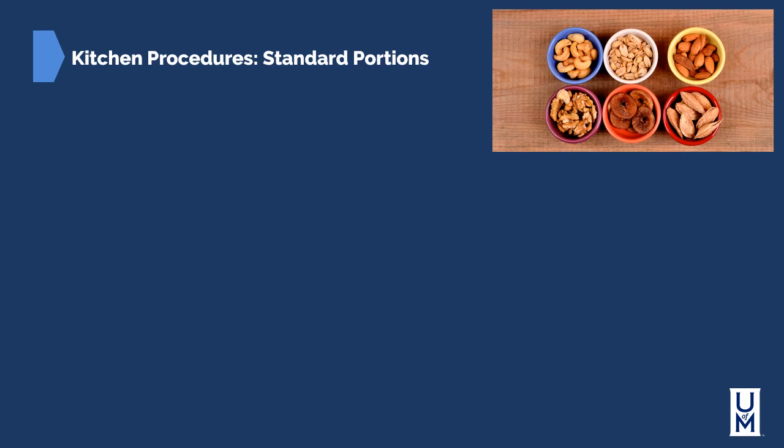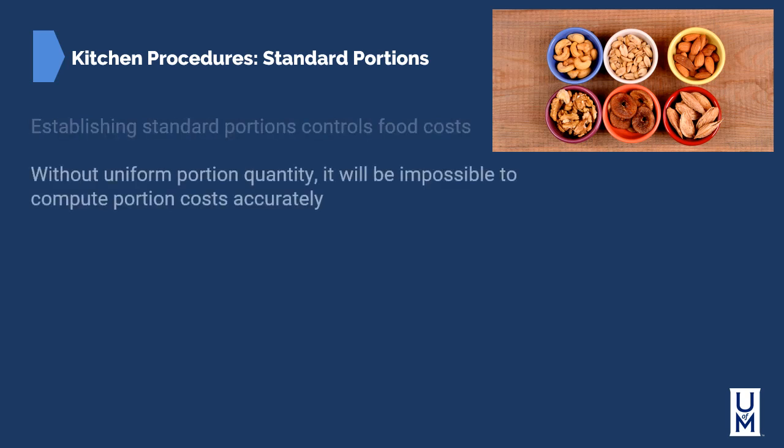Standard portions are important to the restaurant industry. We want to make sure that we're giving the exact same portions out to everyone, not just for consistency's sake, but also cost-wise. Establishing standard portions controls food costs. Without uniform portion quantity, it'll be impossible to compute portion costs accurately.